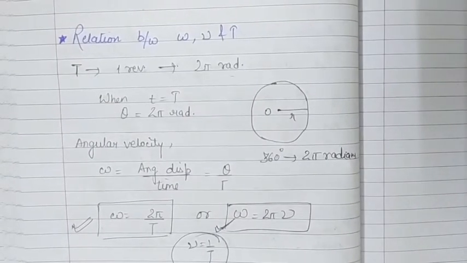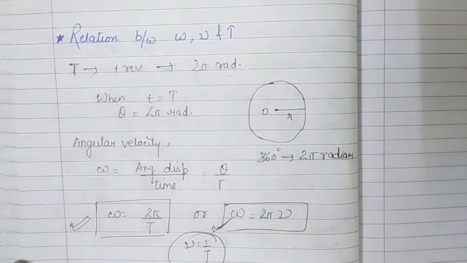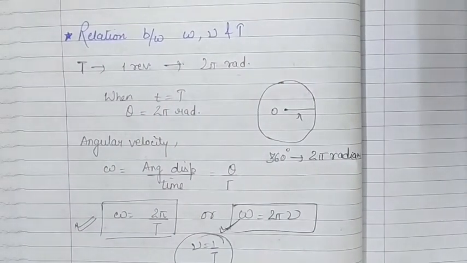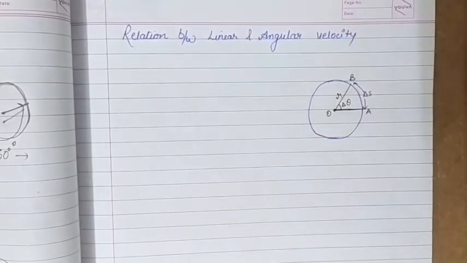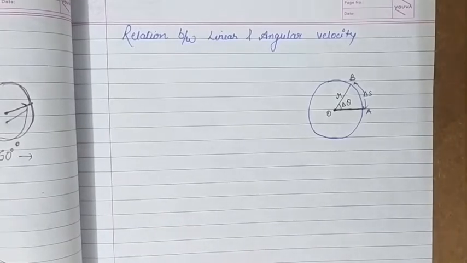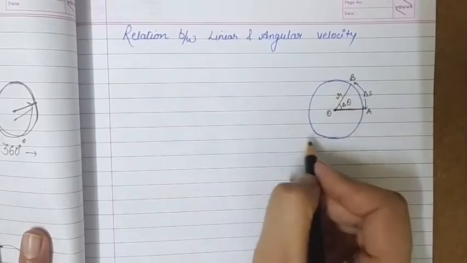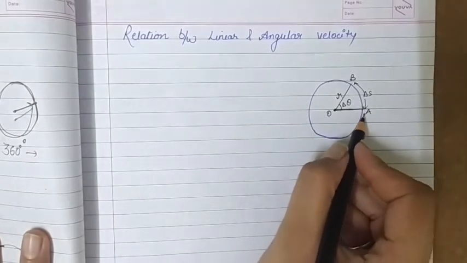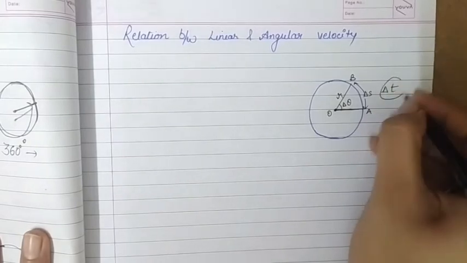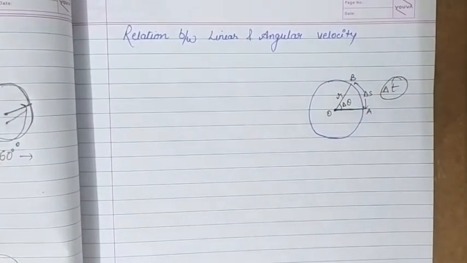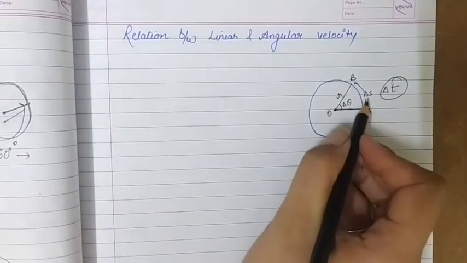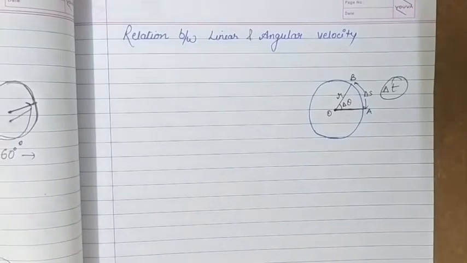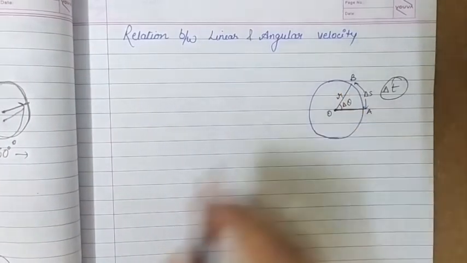After this, we can also find a relation between linear velocity and angular velocity. So now we are trying to find the relation between linear velocity of the particle and angular velocity of it. For this relation, we consider a particle moving along a circular path as shown in the diagram. Particle is moving along the circular path of radius r. Now assume that the particle moves from point A to point B in time delta t. So in time interval delta t, particle moves from point A to point B and covers this distance delta s along the arc or along the circumference of the path, that is AB.